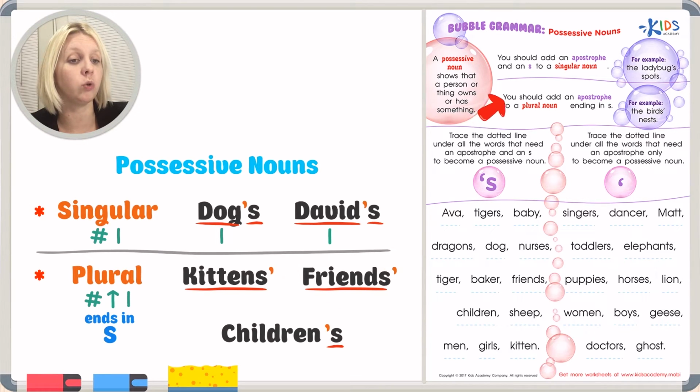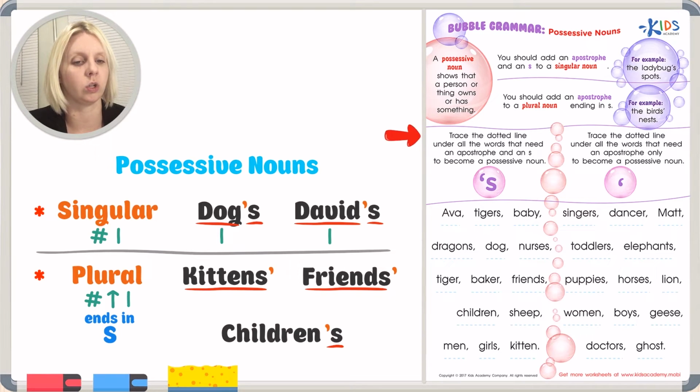The other example is you should add an apostrophe to a plural noun ending in S. You remember that's the tricky part, ending in S. So plural means more than one and ends in S. So for example, the birds' nests: they added an apostrophe to show that it was plural, that it was more than one, but also to show that the birds had many nests. The several birds had many nests.